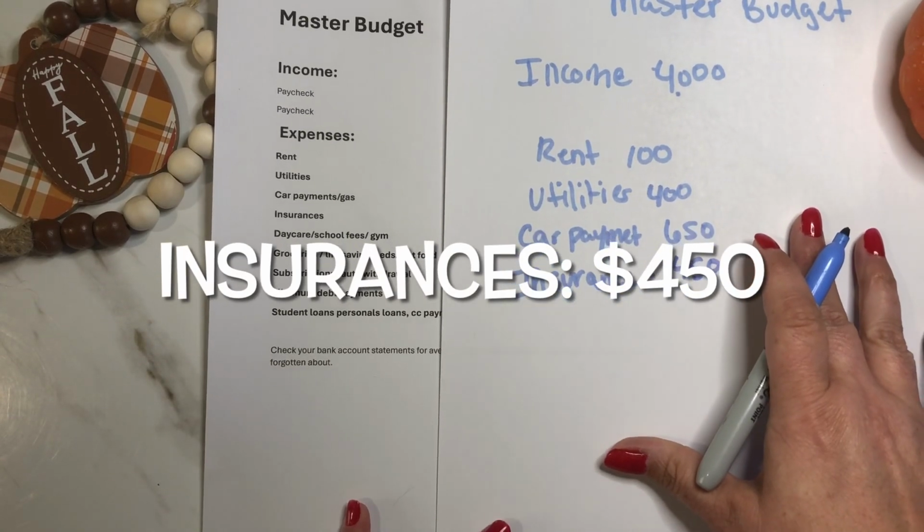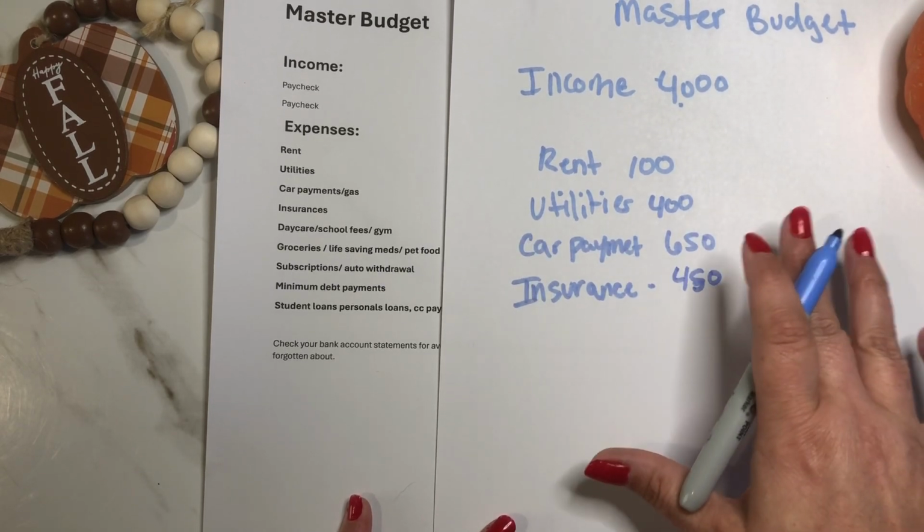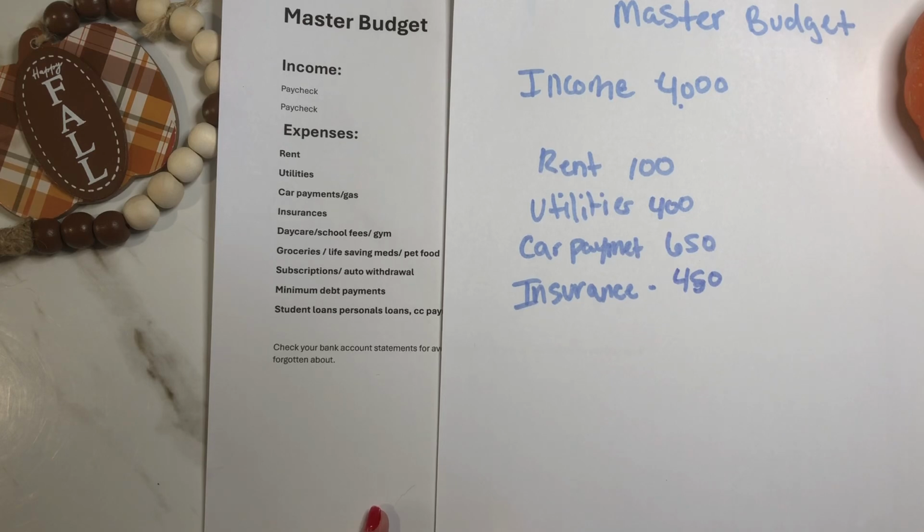Daycare, school fees, and gym. I do not have daycare or school fees. Some people like to put it in the master budget. If they don't have daycare or school fees, but they do have a child, maybe they know that once a year they pay those. They want to save that up. That's fine if you want to add that.